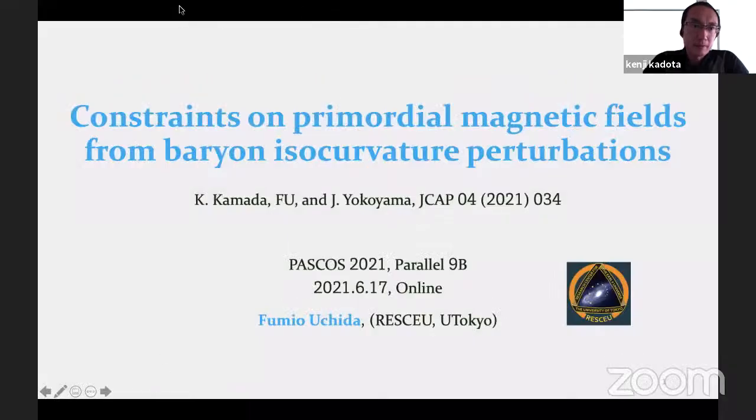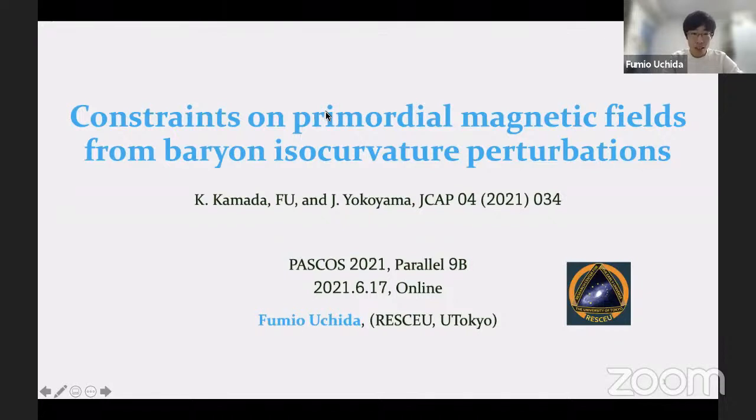Okay. So the next speaker is Fumio Uchida. Fumio, can you put your slides? Do you see my screen? Yeah, correct. And Fumio is going to talk about the primordial magnetic field.